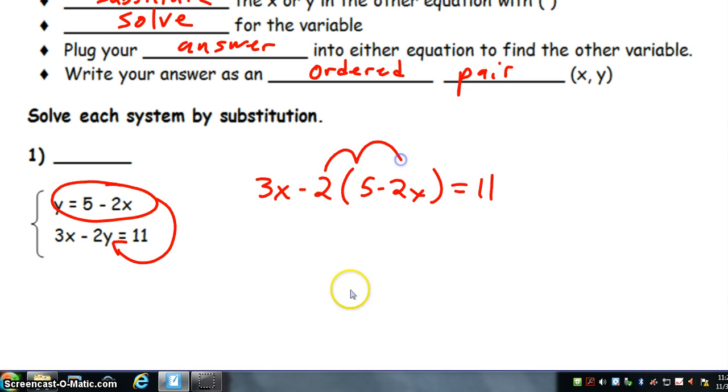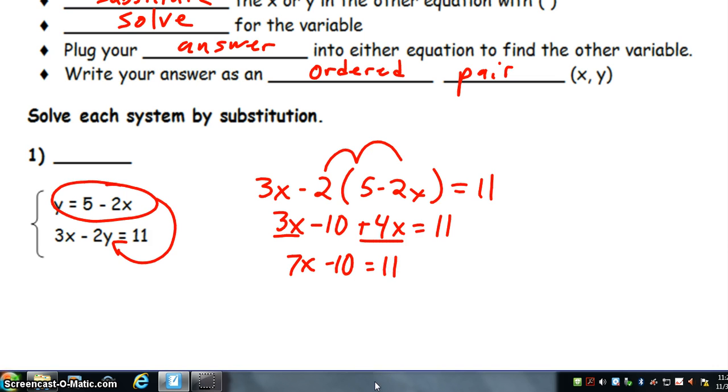Distribute the negative 2. This becomes 3x minus 10 plus 4x equals 11. Put your like terms together. 3x and 4x would give me 7x minus 10 equals 11. Solve this equation. You would add 10 to the other side. So 7x equals 21. You would divide out the 7, so x equals 3. So that is half of your answer.